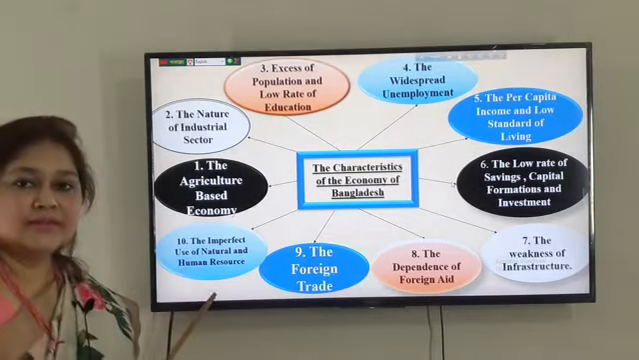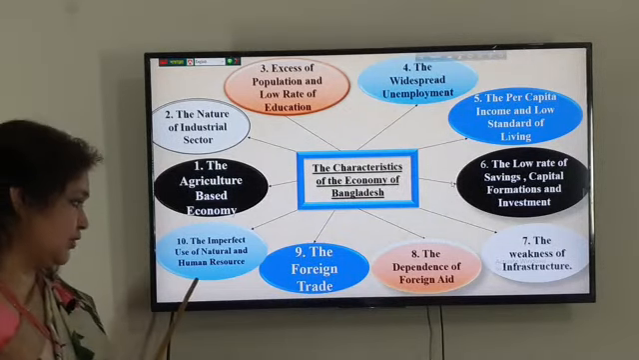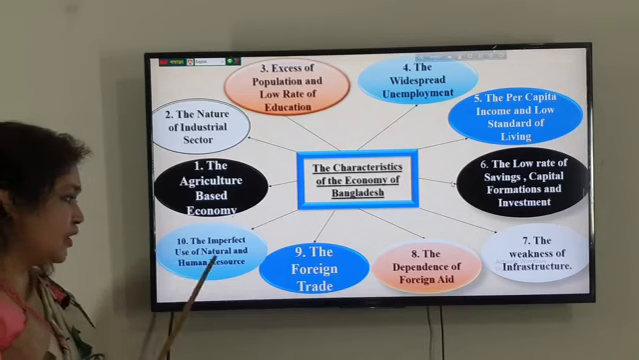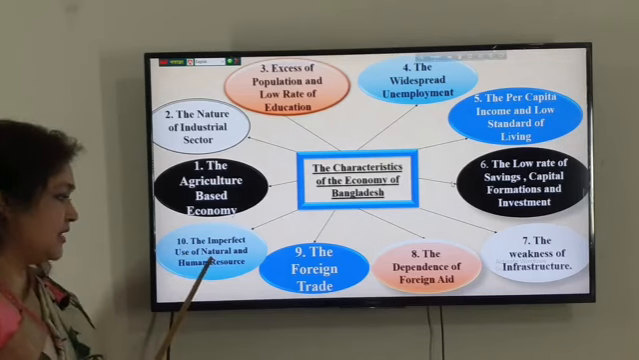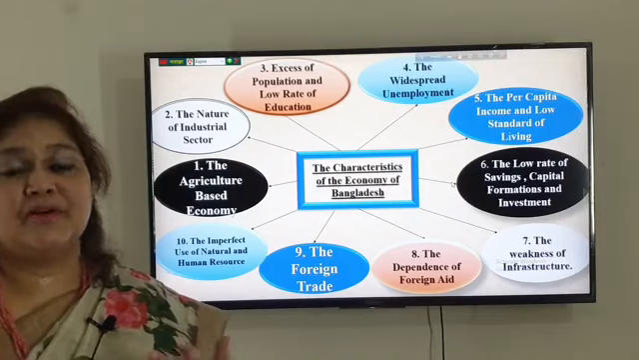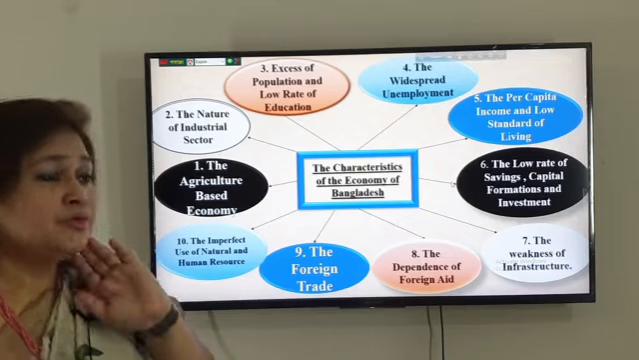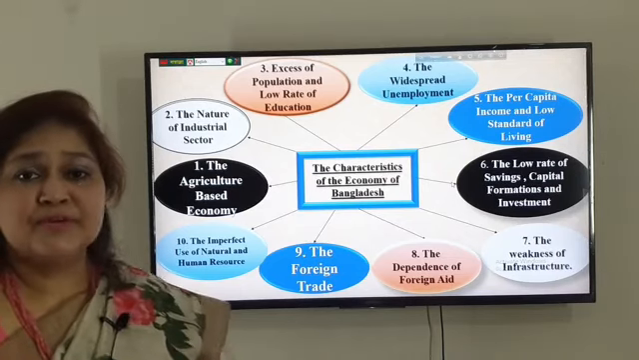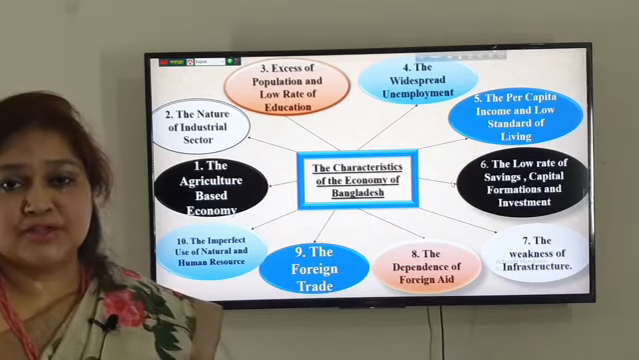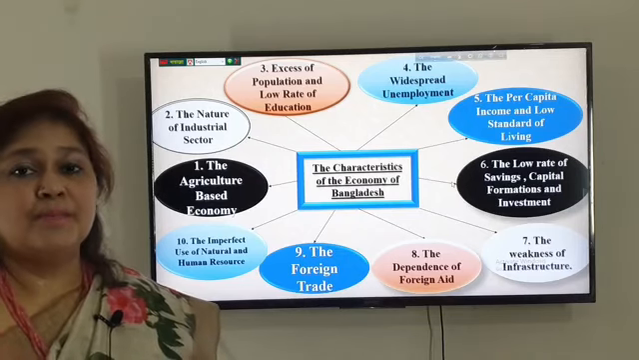And the last characteristic is the imperfect use of natural and human resources. We know we have many natural resources like fertile land, rivers, forests, mineral resources, but we do not have skilled manpower to procure these natural resources. So we cannot distribute these resources among the people.